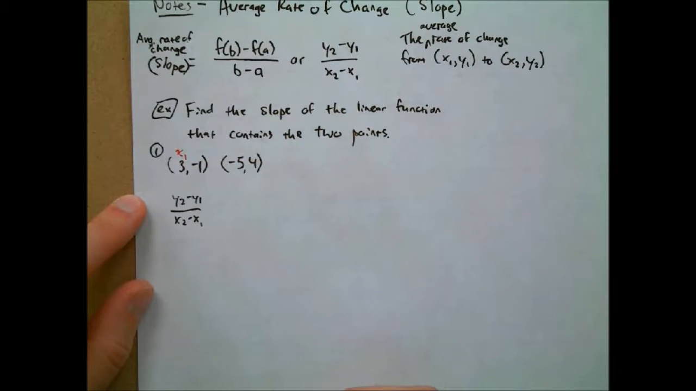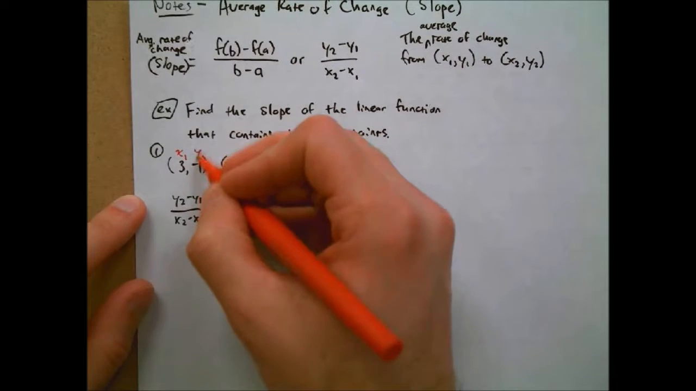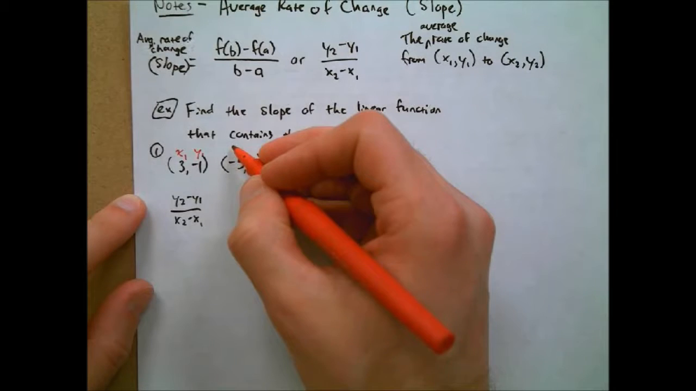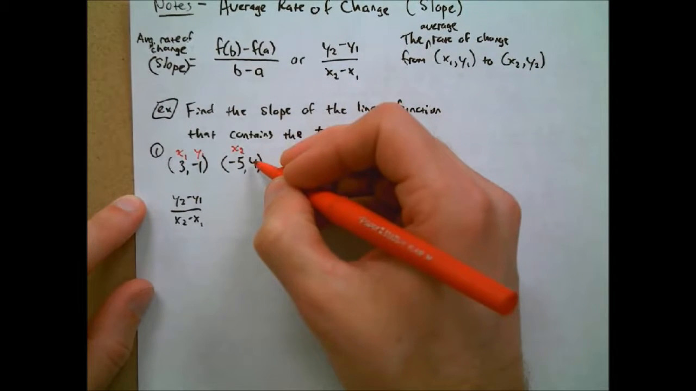Okay? And then -1, how would I label that one? y1, right. Okay? And then -5, x2, right. It's an x coordinate, but it's the second x coordinate there. And what about the 4? y2. You guys got it, good.